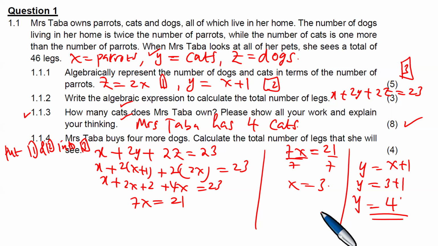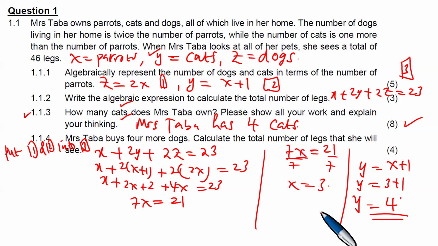Any question, any contributions, any suggestions before we move to 1.1.4? Here it says how many cats she has. We found that she has 4 cats. And on the first explanation, it says the number of cats is plus 1 the number of parrots, meaning our parrots are 3. Yes, that's correct. I like that logic. I mean, you really are on point there.